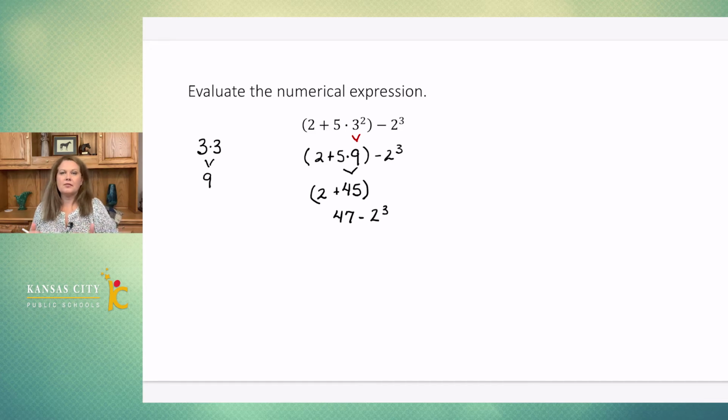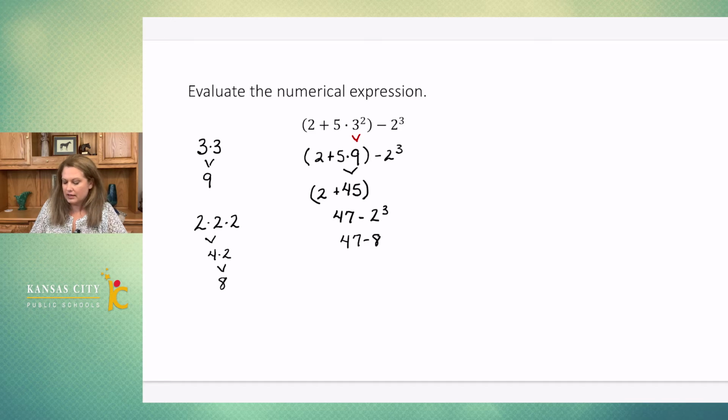Now I'm ready for that exponent that's off to the side. So remember, 2 times 2 times 2, that's 4 times 2, that's 8. So now I have 47 minus 8. Very good, 39. So that is my final evaluation for that expression.